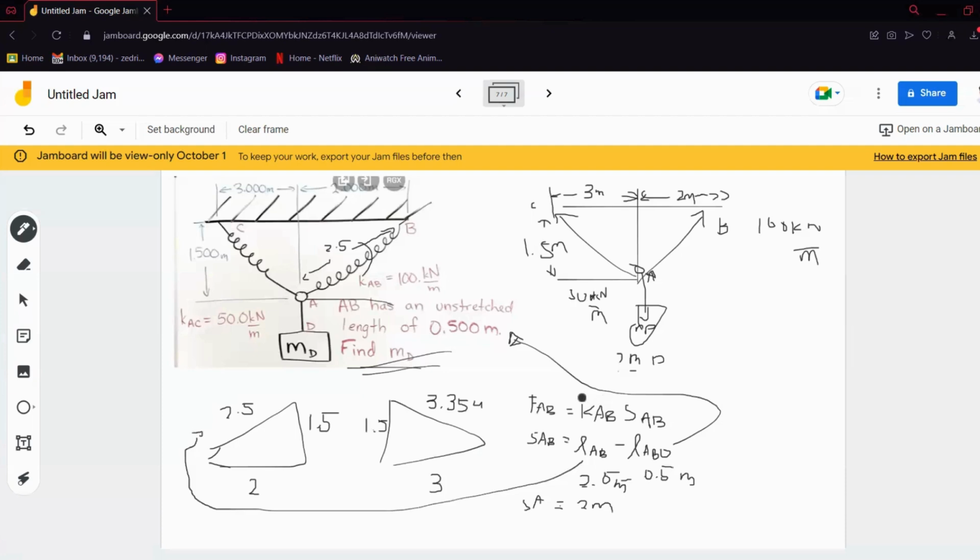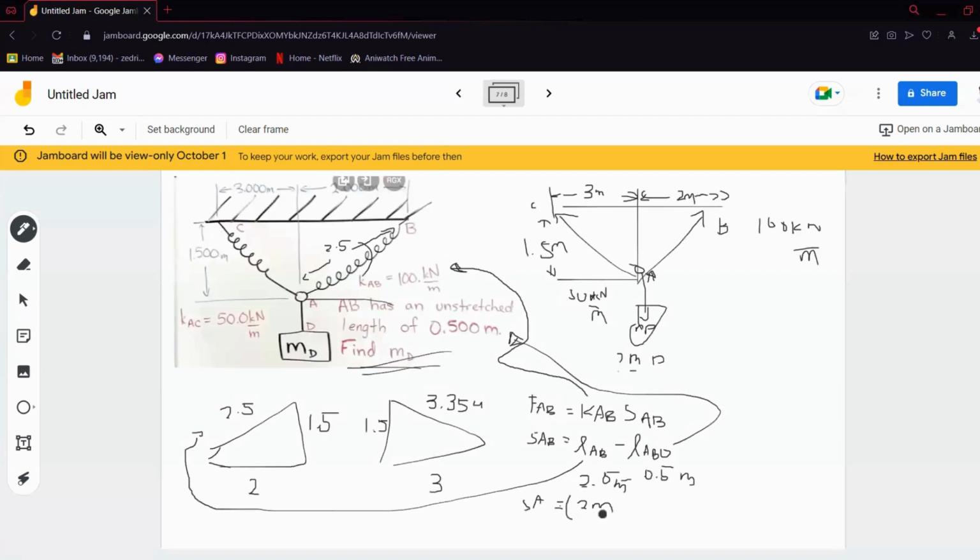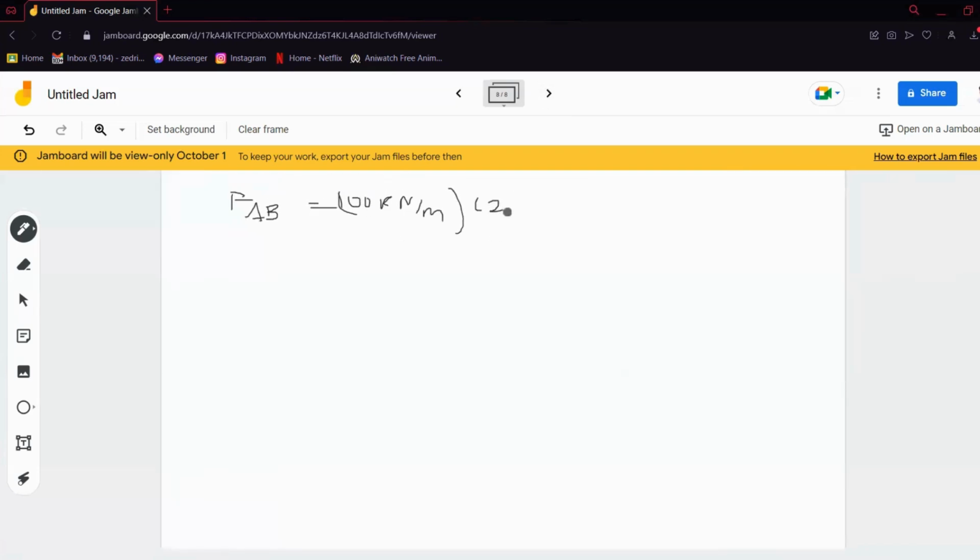So now we have the value of the spring constant, which is 100 kilonewtons per meter. To find the force acting on the spring from point A to point B, we have 100 kilonewtons per meter multiplied by the stretch of the spring, that is 2 meters. And the force acting on the spring from point A to point B is 200 kilonewtons.